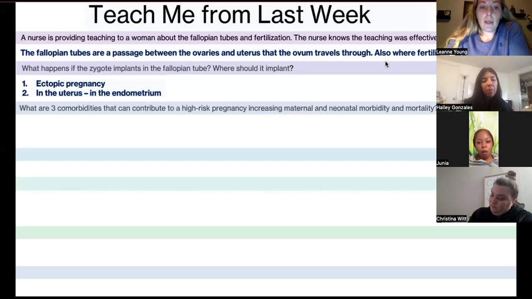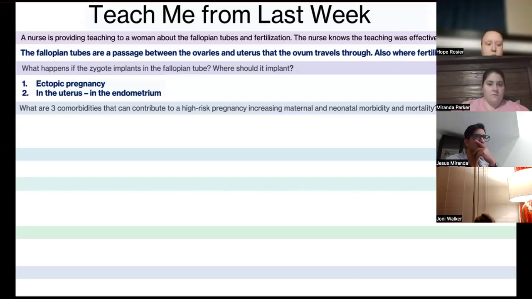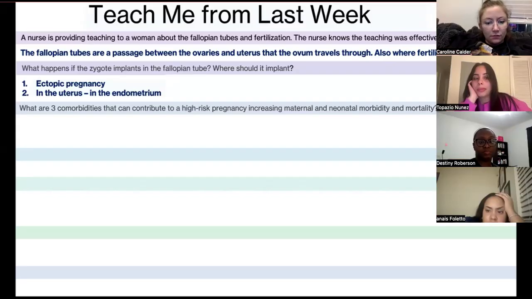What are three comorbidities that can contribute to a high risk pregnancy? Diabetes. Diabetes, yep. Hypertension. Yep.